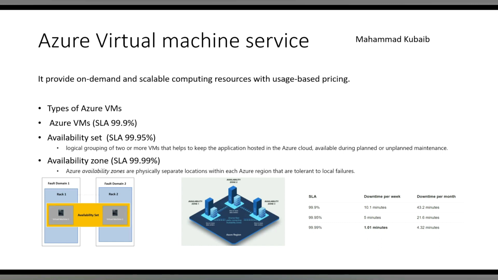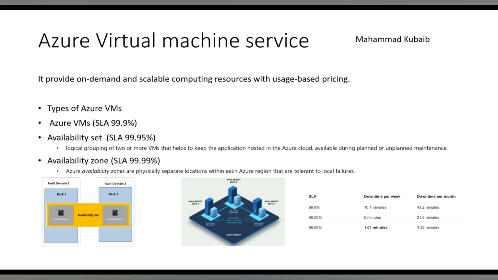An availability set is a logical grouping of two or more VMs that helps you keep the application hosted in Azure available during planned and unplanned maintenance. So if you use an availability set to host your VMs, then you may have only 5 minutes of downtime per week, which means 99.95% uptime. It means only 0.05% downtime, and monthly you will have only 21 minutes of downtime.